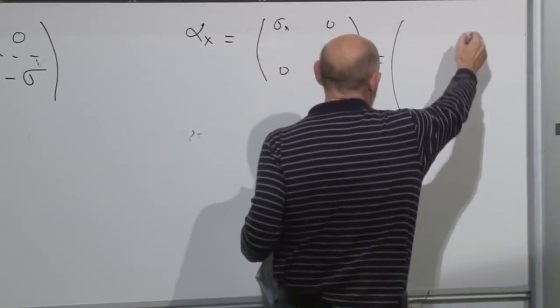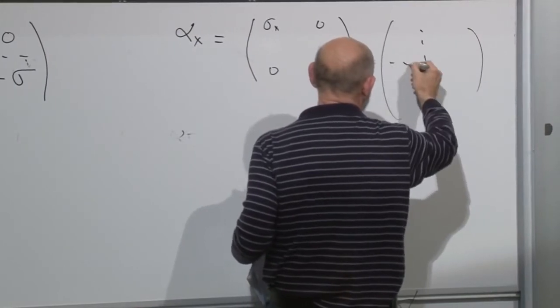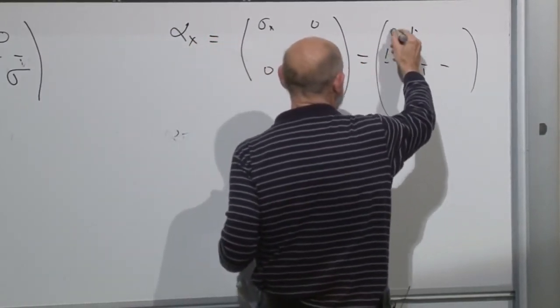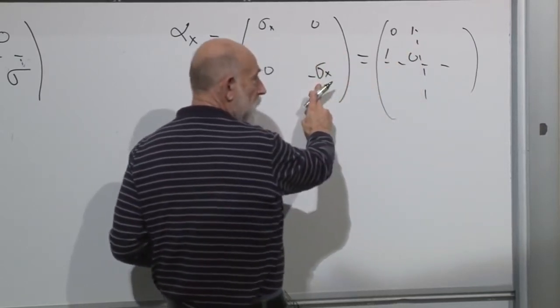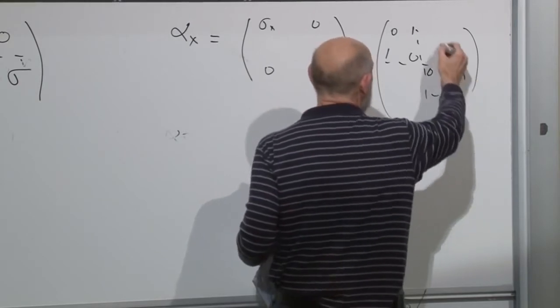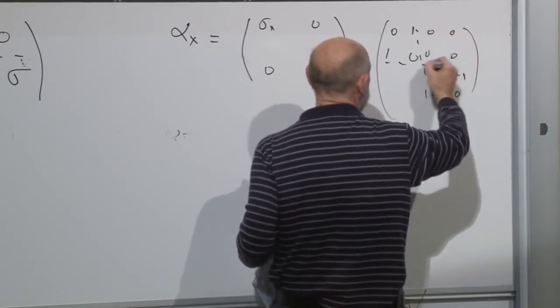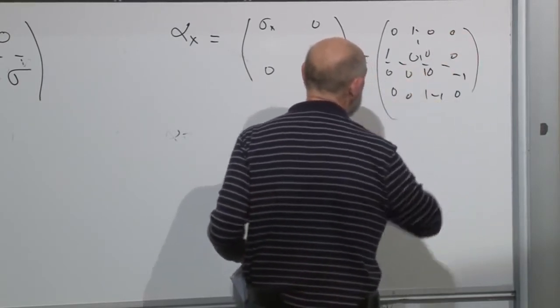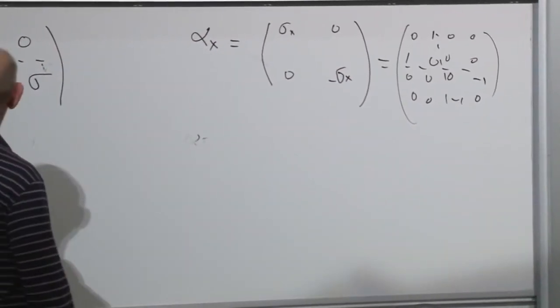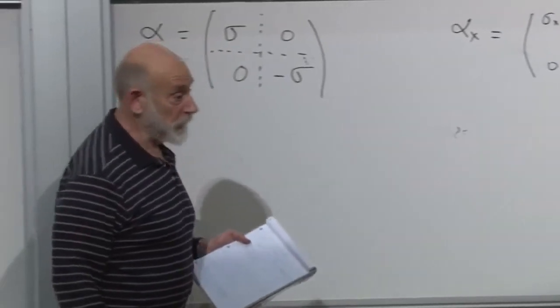It would be, again, divided into blocks. In this block, put sigma x, which is 0, 1, 1, 0. In this block down here, put minus sigma x. All others 0. Same thing for alpha y and alpha z.